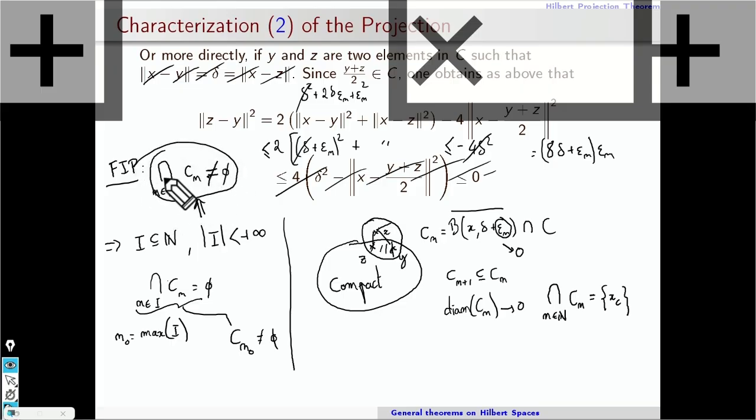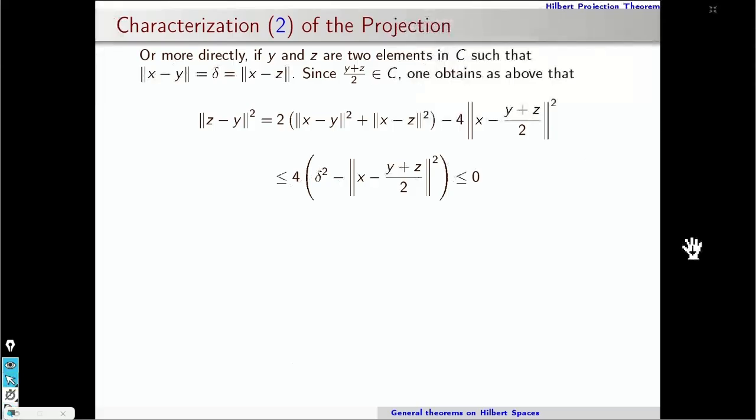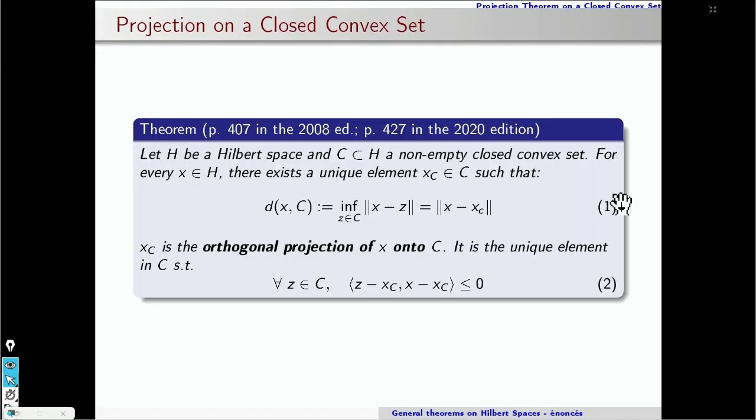But we cannot guarantee that it is reduced to a singleton. So we have a sequence of balls that are nested intersections. So in terms of sequence, we have a minimizing sequence, and here it says that there are different possible adherence values. So you can extract different convergent subsequences, but they may converge to different limits. So let us now show the equivalence between the two characterizations of the orthogonal projection.